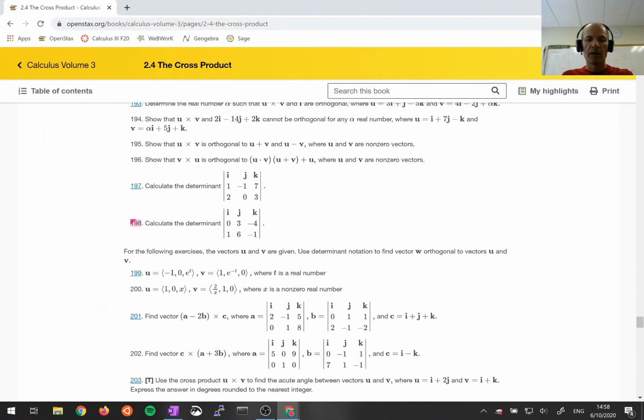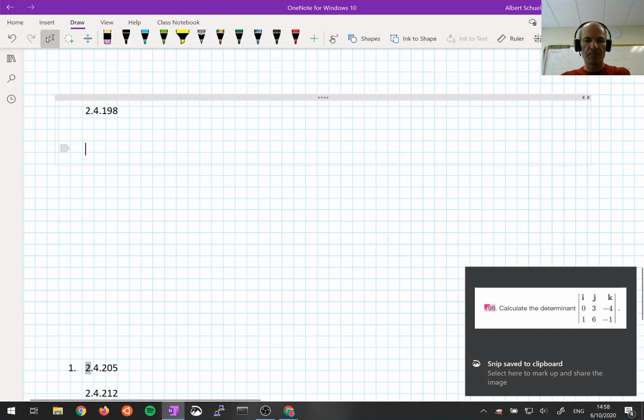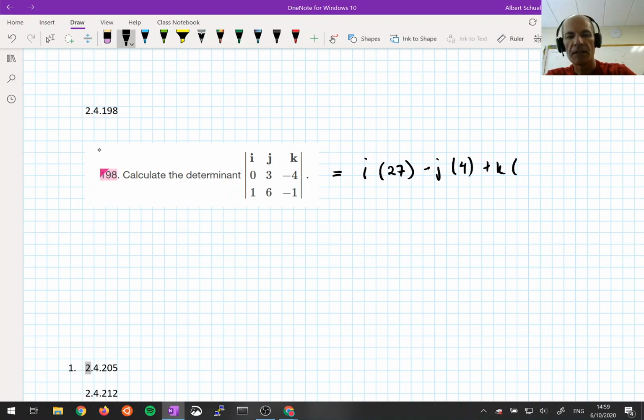Let's look at 198. In 198, you're just asked to calculate the determinant. So let's do that. Just driving home this process. You want to make it sort of habitual, develop that muscle memory. So we have I times the quantity, this determinant here, -3 minus a -24. So that's going to be, careful, 27. Minus J, it's always minus J. And then the outer determinant, 0 times -1 is 0, minus -4 is 4. And then finally plus K, 0 times 6 is 0, minus 3. And then in coordinate form, that's 27, -4, -3.